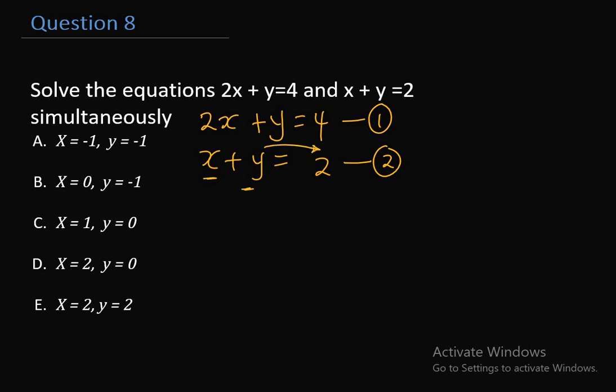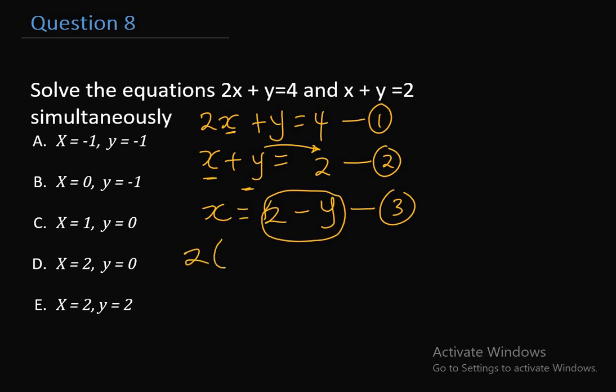So using the substitution method, x will give me 2, plus y goes to the right will give me minus y. So let this be equation 3. Since I started from equation 2, I'll go to equation 1, where you have the value of x, you replace it with 2 minus y. So from equation 1, you have 2 bracket x, which will now be 2 minus y, close bracket, plus y equal to 4.